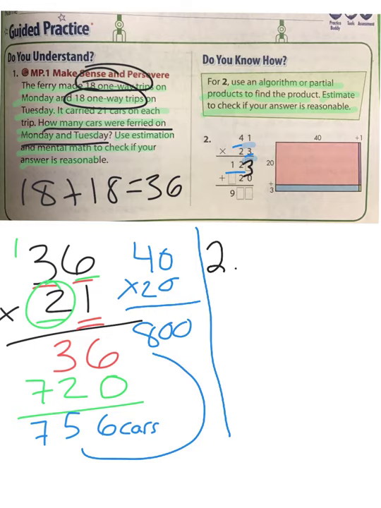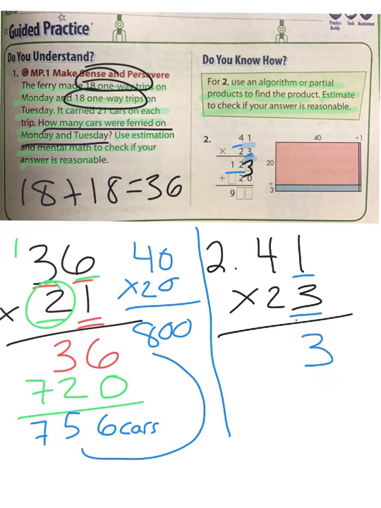I'm going to rewrite the problem right here. We have 41 times 23. Let's do that part again. First, we multiply 3 times 1 is 3, then 3 times 4, which is 12. So your top box should have 123.